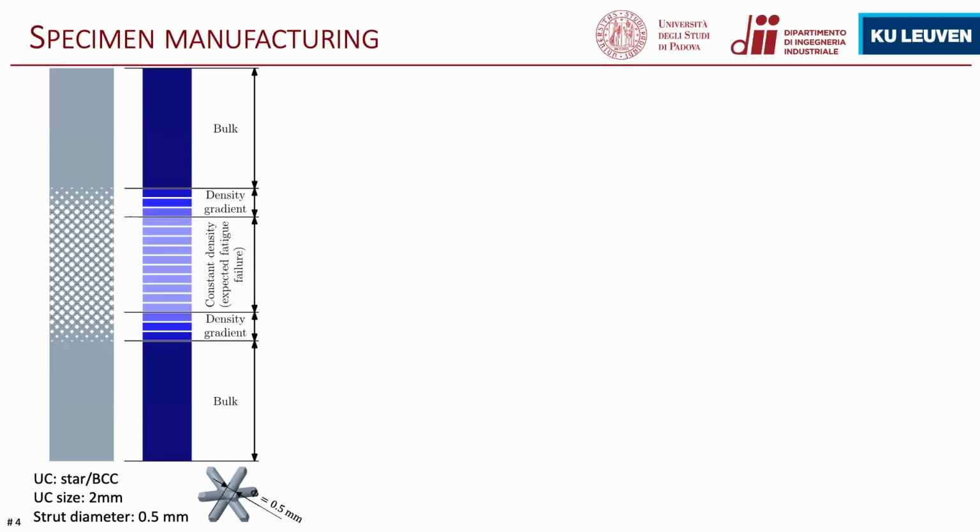The specimens are characterized by 3 different regions: a bulk region, where the sample will be clamped to the testing system. Then we have a density gradient before reaching the constant density region, which is the one that I'm going to test. But we need the density gradient in order to avoid having the fatigue failure at this interface between the bulk part and the constant density part.